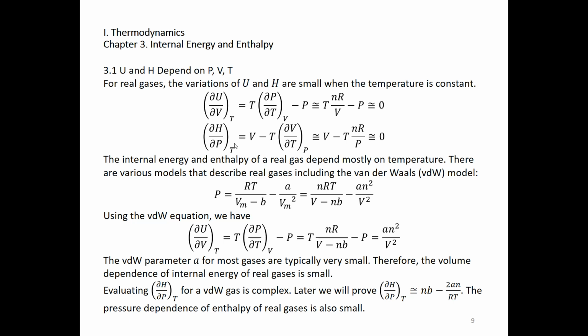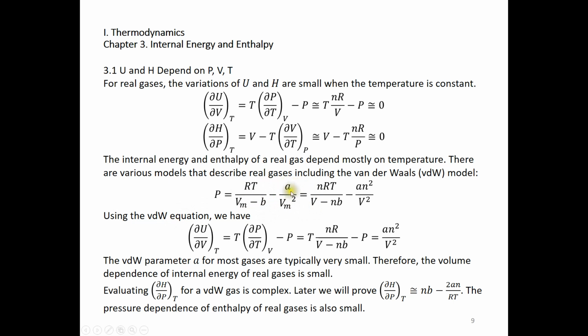Alright, there are multiple models that we can use to describe a real gas. The most famous one is the Van der Waals equation, or the Van der Waals model. Let's review this. For ideal gas, P is just RT over molar volume. Why do we subtract b? Well, b accounts for the finite size of the gas particles. b also has another meaning, which is the repulsion between the gas particles.